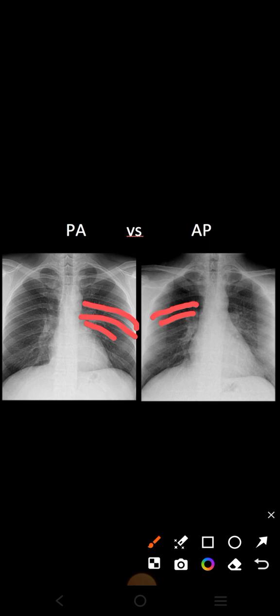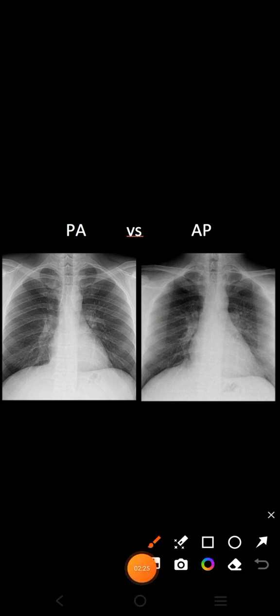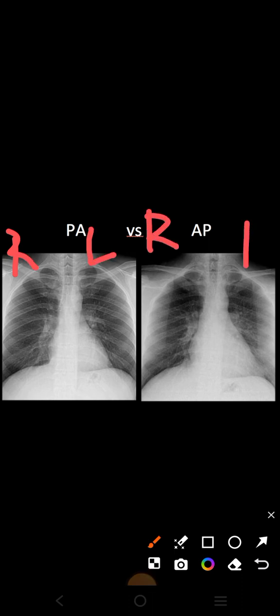The other things that you can read in this chest x-ray: you must know that your left side is the right side on chest x-ray and your right side is the left side on chest x-ray, and a similar case is here. And here you can see the right lobe of the diaphragm, and this is the left lobe of the diaphragm. The left lobe is slightly lower as compared to the right lobe, and this is because of the weight of the heart.